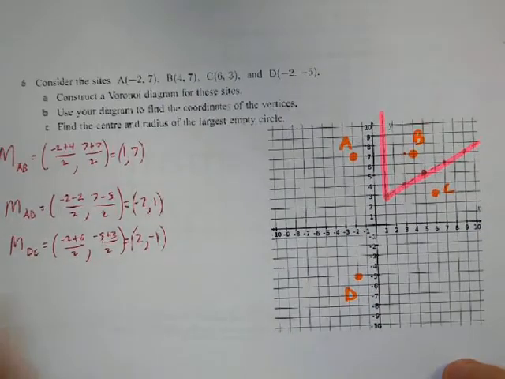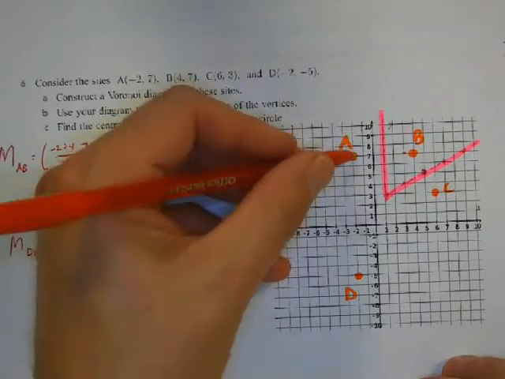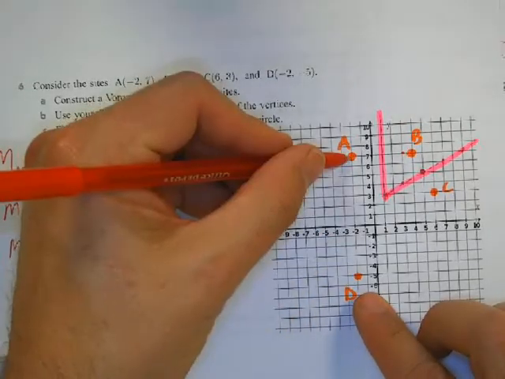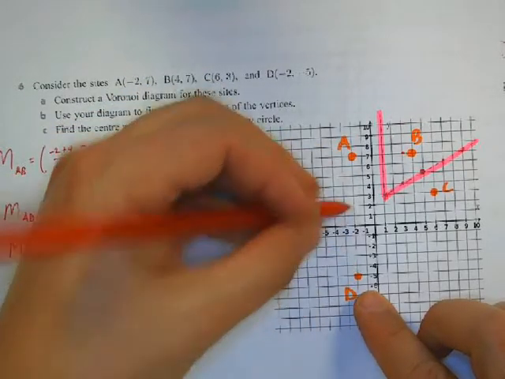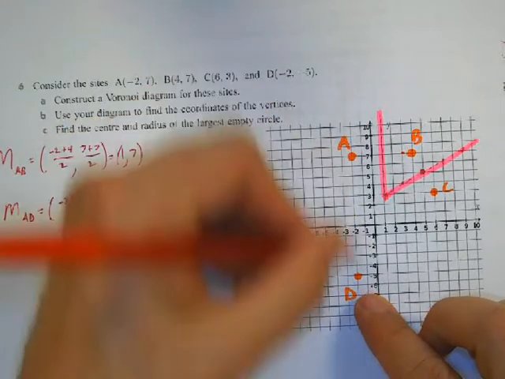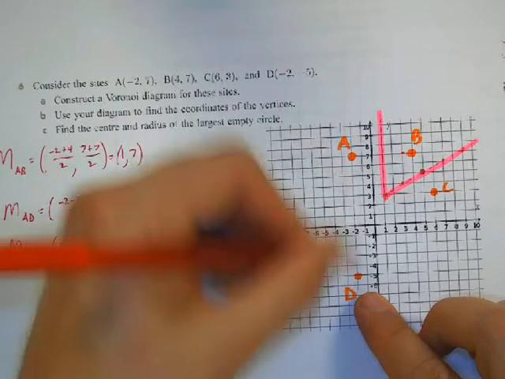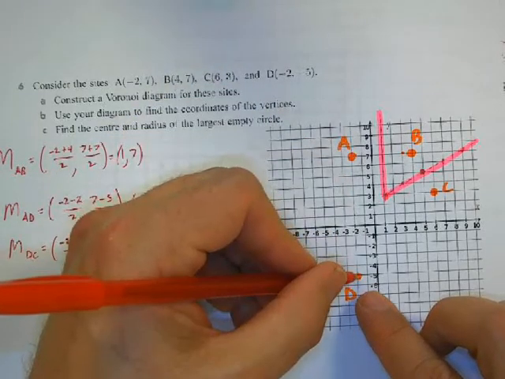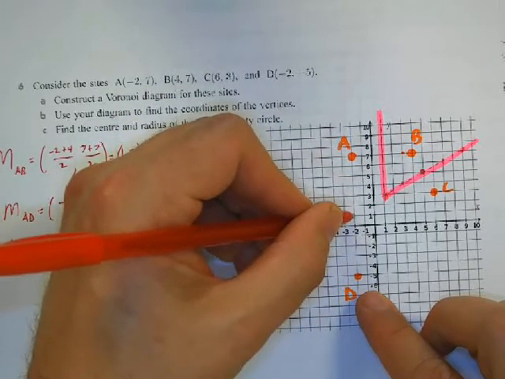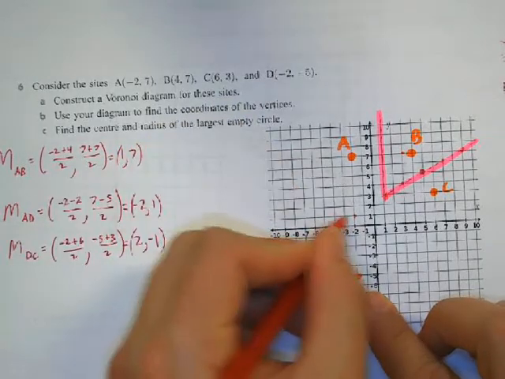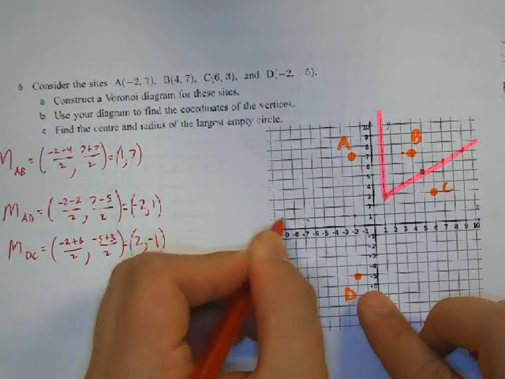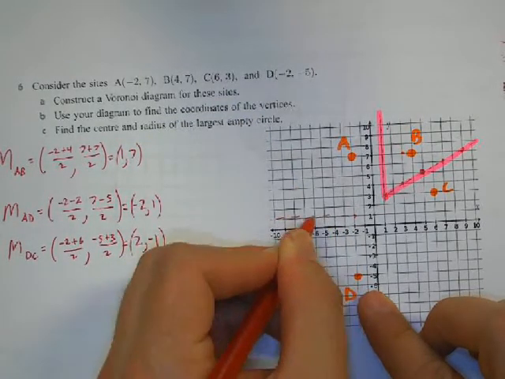Okay, now let's find the boundary line between A and D. This is a vertical line. The difference between here and here is 7 plus 5, which gives me 12, so it's going to be 6 units away. So my dotted line goes through here.